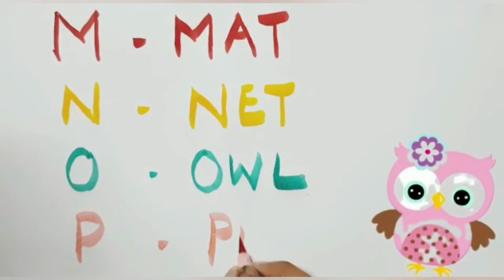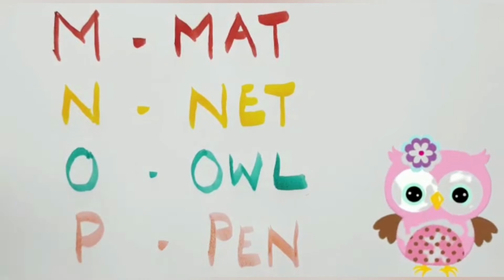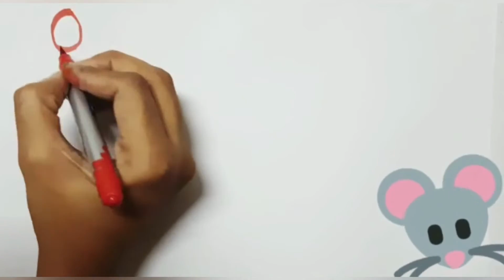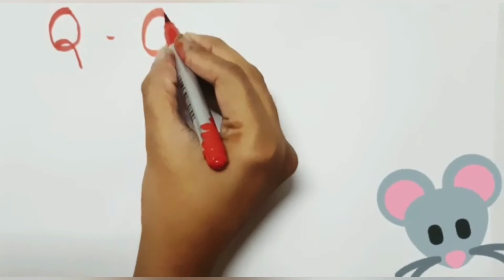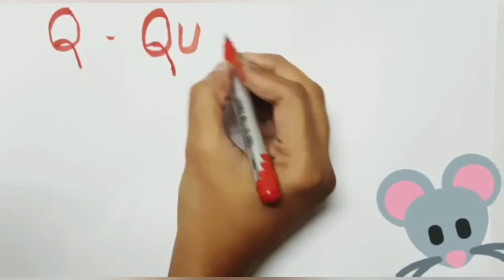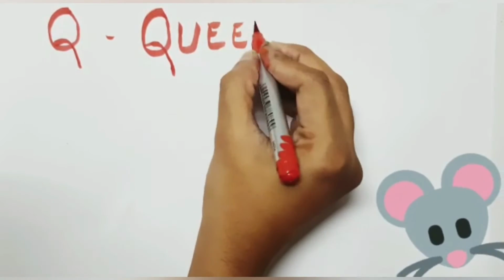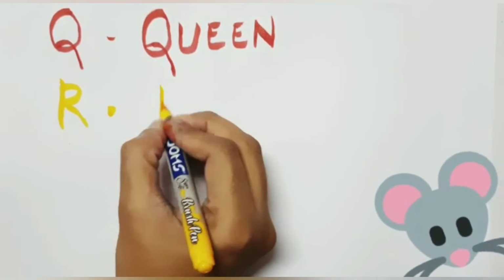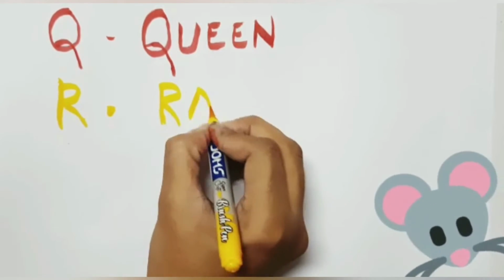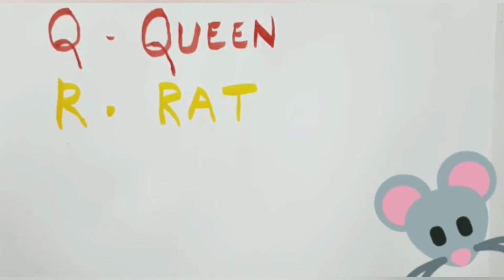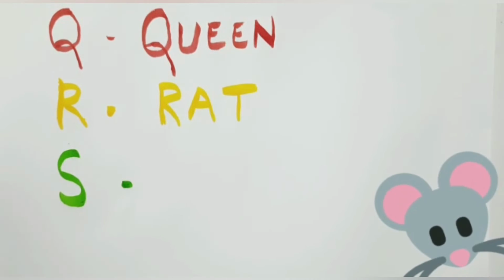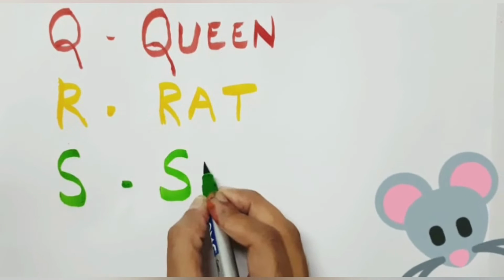P, P for pen, P E N, pen. Q, Q for queen, Q U E E N, queen. R, R for rat, R A T, rat. S, S for sun, S U N, sun.